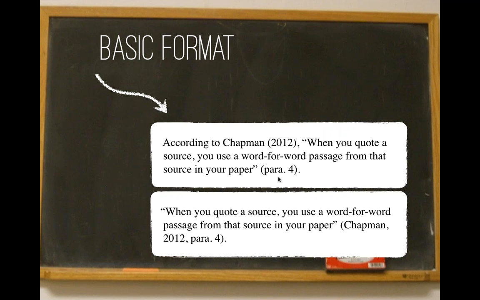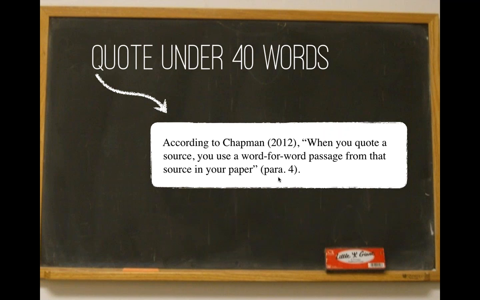When we put the author's name in the sentence like this, it's called a signal phrase. In the second example, we have not used a signal phrase. Instead, we put the author's last name, the year, and page number or paragraph number at the end of the quote. Either format is acceptable. One of the reasons that you might want to use the signal phrase is it just embeds the quote a little more easily into your paper, but that's subjective. Some of the time you'll want to use one, some of the time you'll want to use the other way of doing the in-text citations.